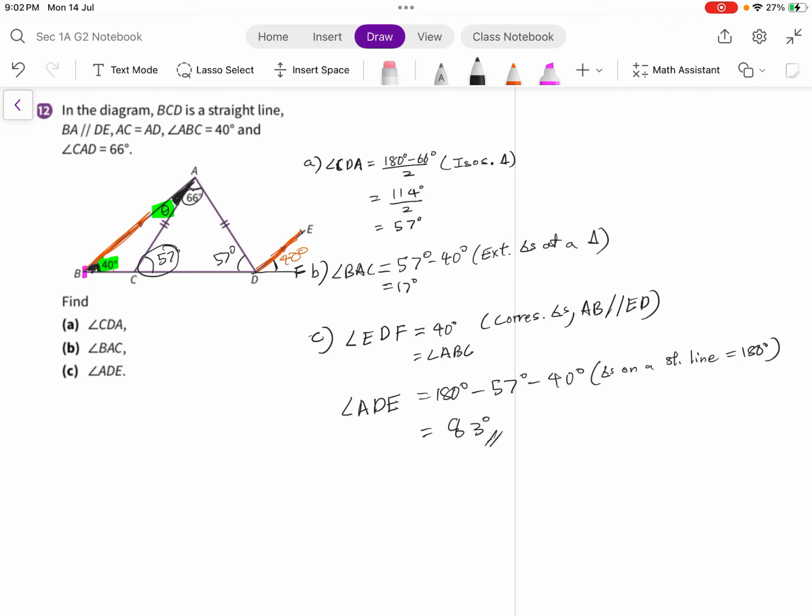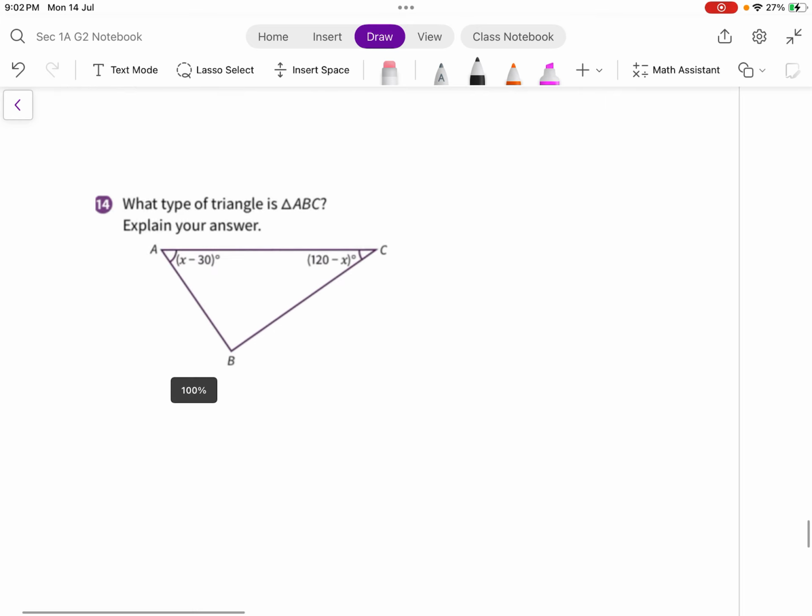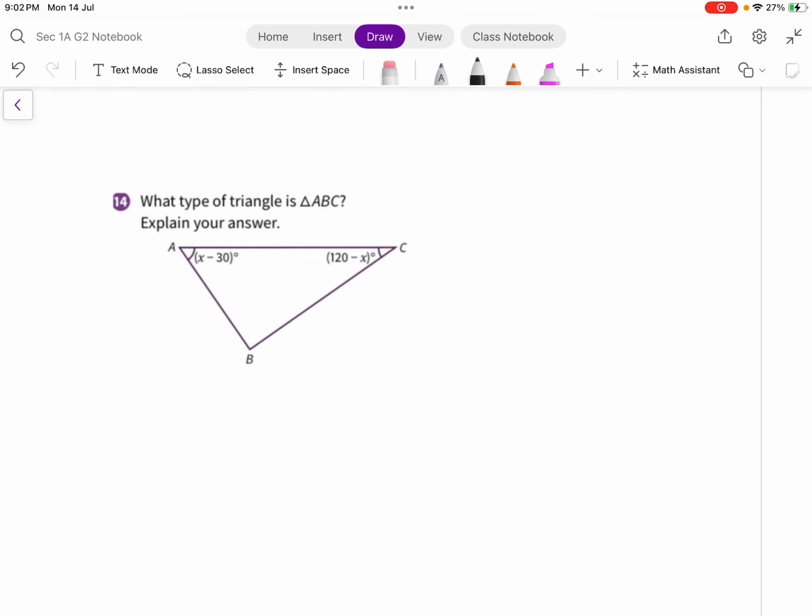Okay, so if there's no question with this, let's go into the final question, question 14. Okay, what type of triangle is ABC? Explain your answer. Some of you got it, but we didn't really fully explain. So if we take angle A plus angle C, x minus 30 degrees plus 120 degrees minus x degrees, x minus x is 0, 120 minus 30 is 90.